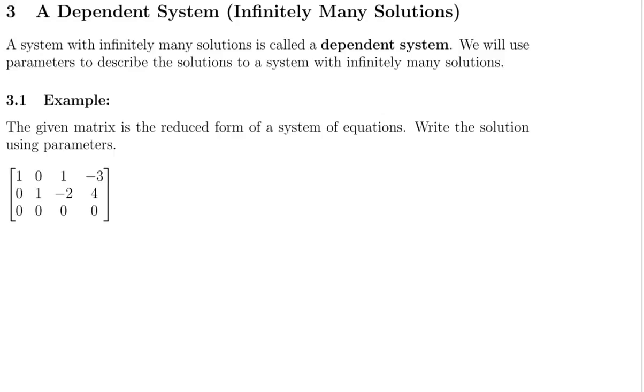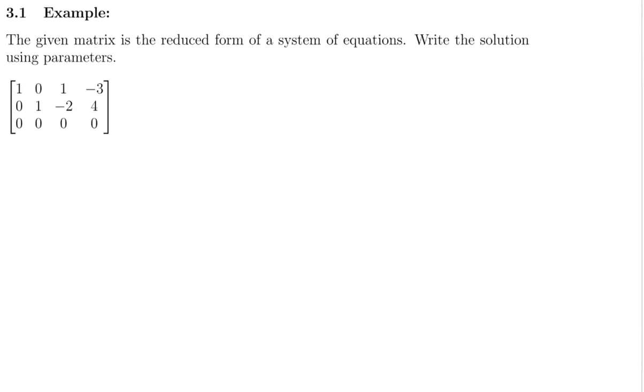Okay, so now let's look at the other end of the spectrum. We've seen an inconsistent system where we have no solution, and now let's look at a dependent system where we have infinitely many solutions. So let's look at this matrix that we've been given. This matrix represents the reduced form of a system of equations, and we would like to write the solution for this system using parameters.